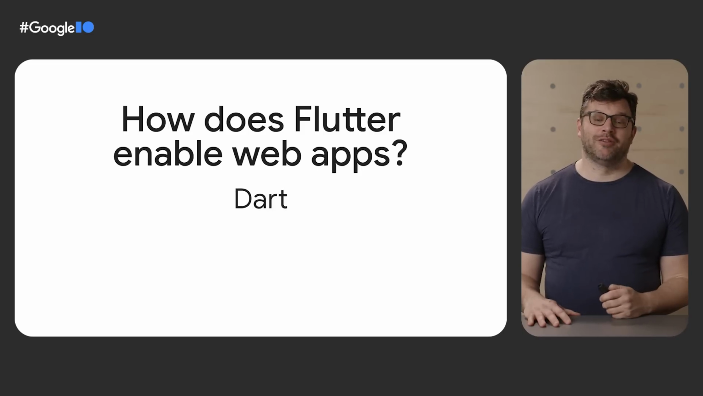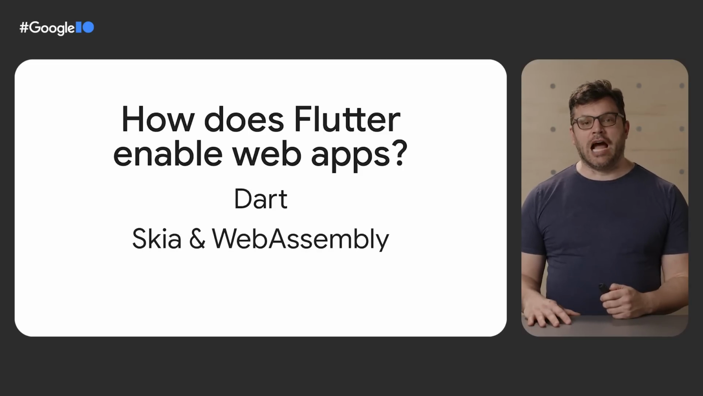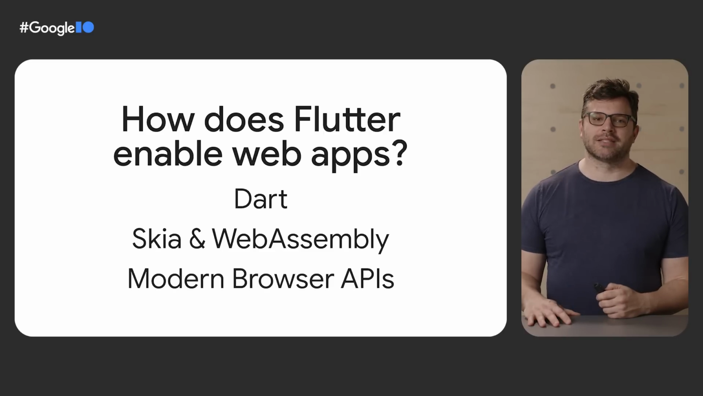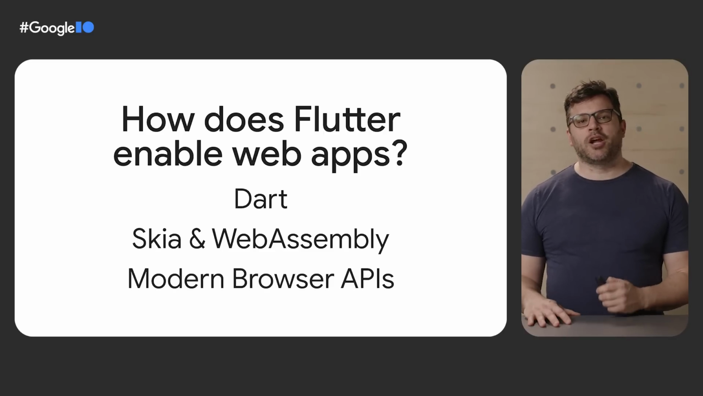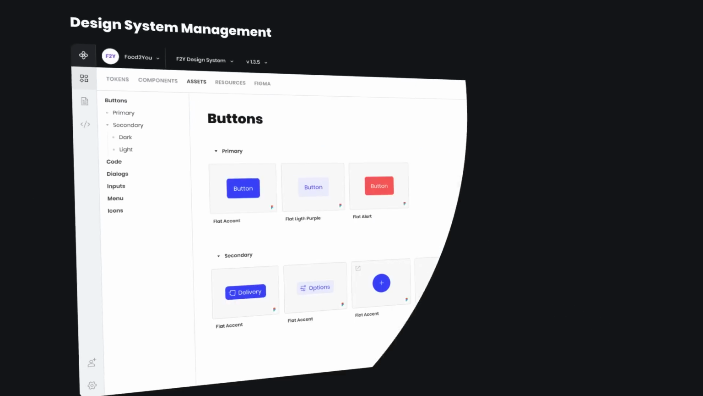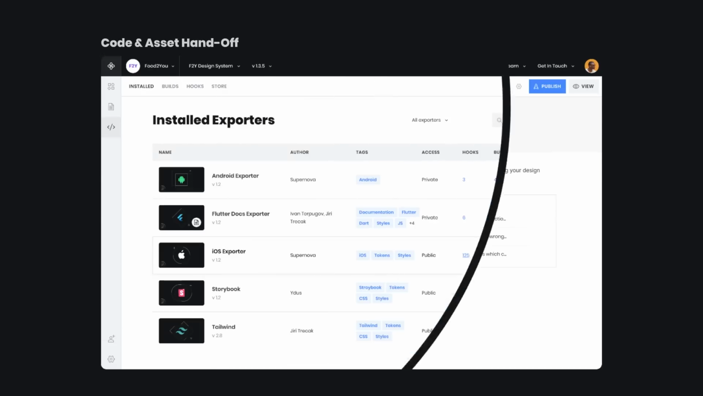First with Dart, for happy app developers and happy app users. With Skia, an optimized, portable 2D graphics library powered by WebAssembly. And with modern browser APIs, all of the rich features that go beyond painting pixels. But can you build real apps on the web with Flutter? Yes. Supernova uses Flutter to connect designers and developers by turning design assets into running code, all on the web.